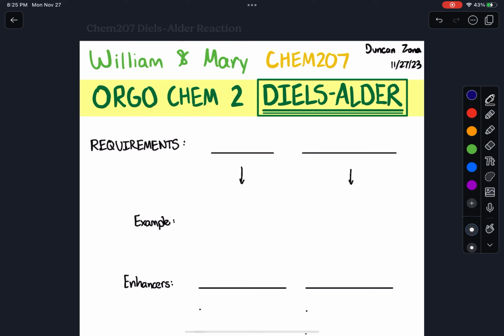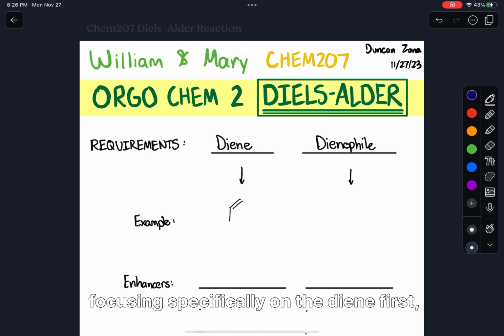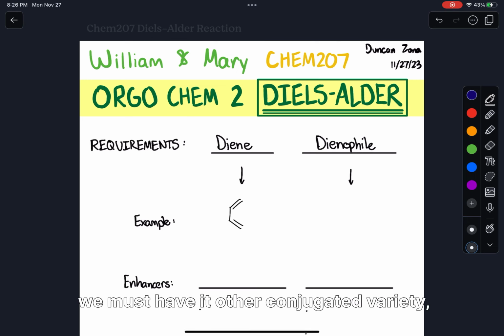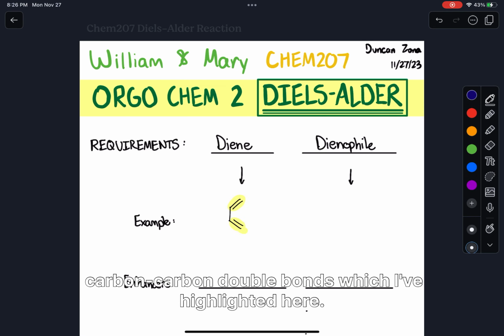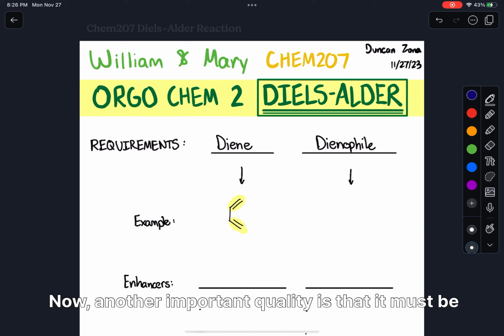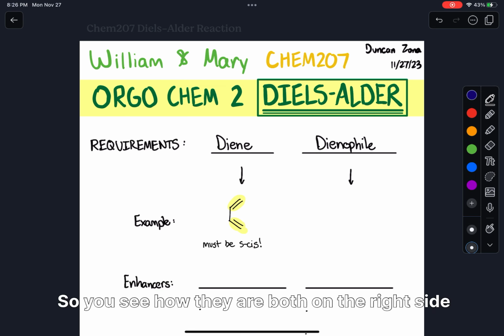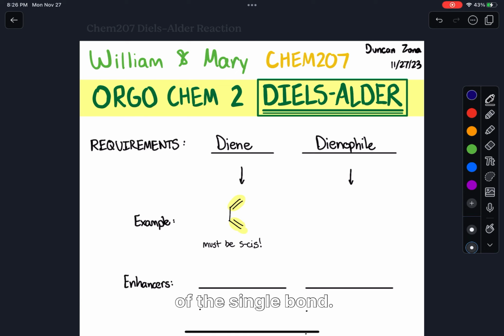So, most important part, the diene and the dienophile. These are the two reagents that we're going to use in order to reach our product. Focusing specifically on the diene first, we must have it of the conjugated variety, which means there's one bond between the two carbon-carbon double bonds, which I've highlighted here. Now, another important quality is that it must be an s-cis formation. So you see how they are both on the right side of the single bond.